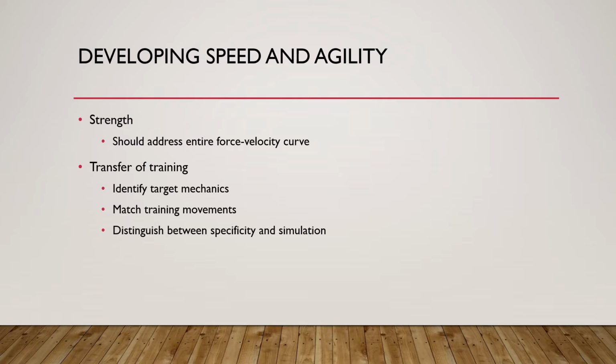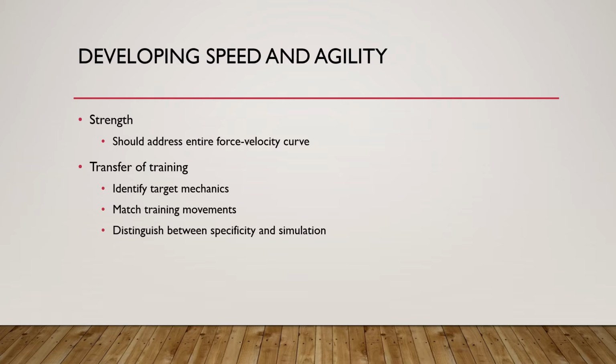So if we're training speed and agility in the gym or in a strength and conditioning setting, strength should address the entire force velocity curve. If we remember, power is developed somewhere between 30 and 60% of a 1RM. When we're training our clients or our athletes, we want to make sure we're training that entire force velocity curve, and really we're training almost their entire relative load profile. A relative load profile is, okay, we're going to train 30% of a 1RM, we're going to train 50%, we're going to train 70%, we're going to train maximum strength and train power. Again, this could be at various times of the year in a properly integrated periodized program.